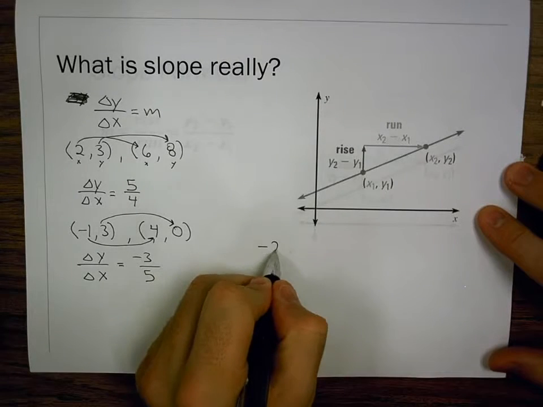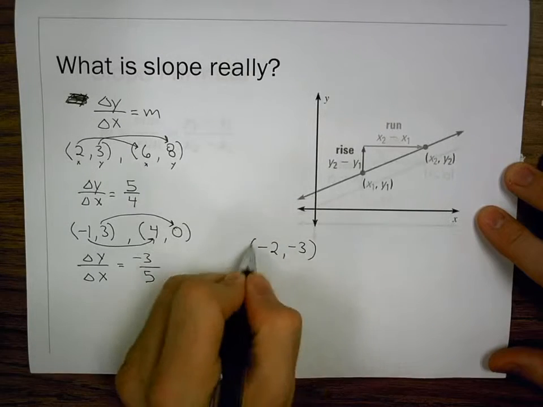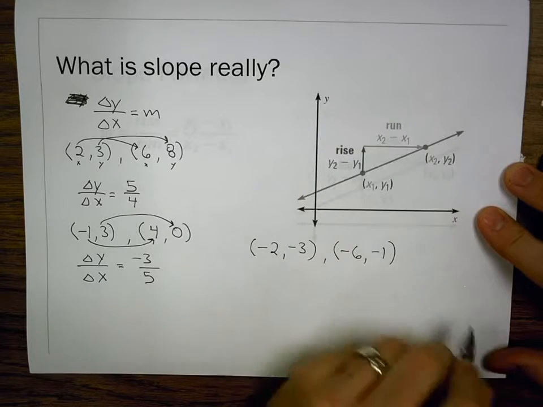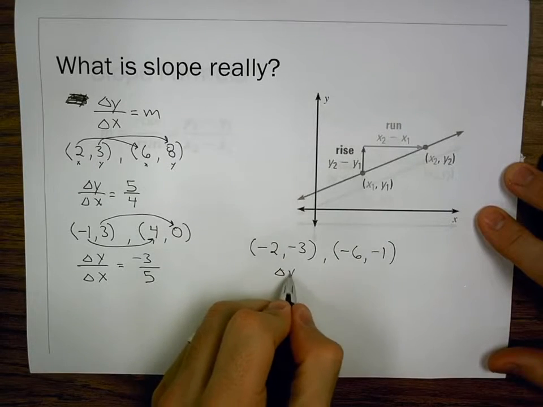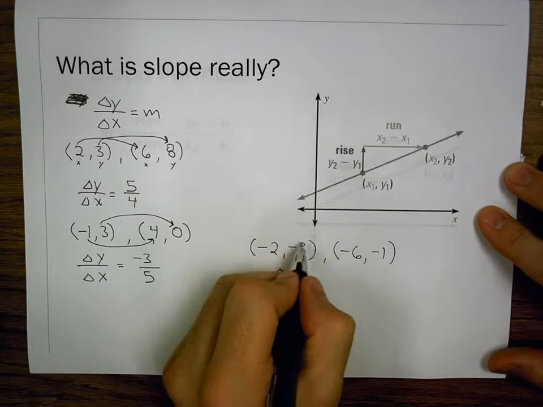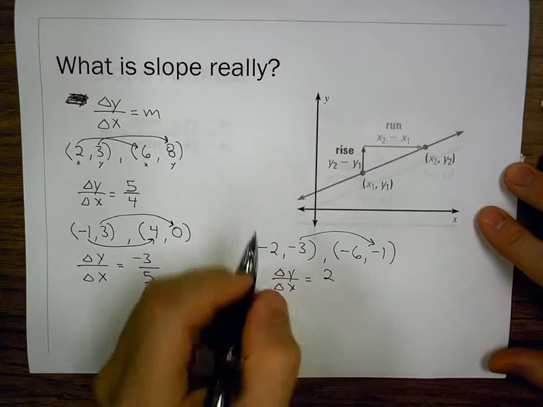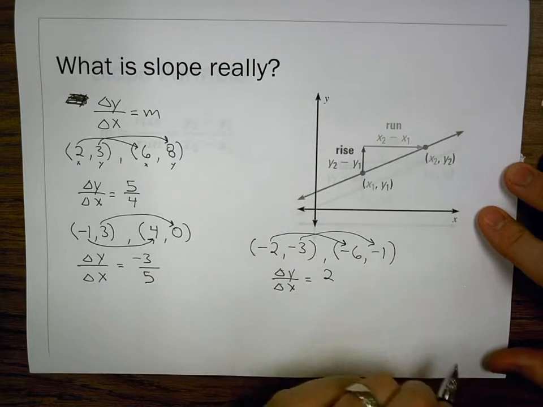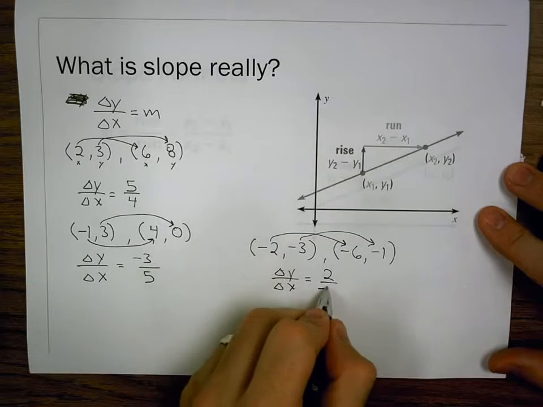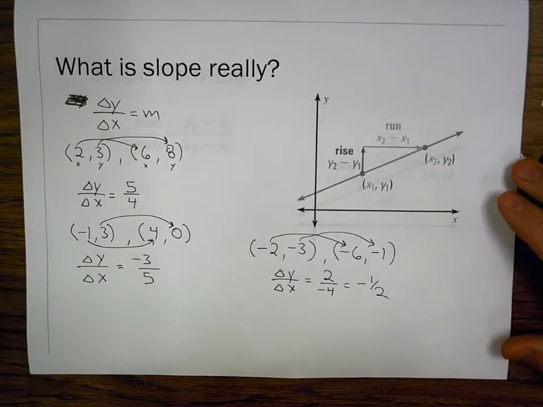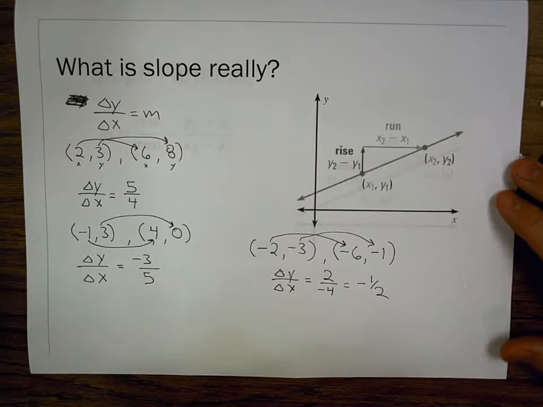Let me do another one. (-2, -3) and let's do (-6, -1). So change in y over change in x. I go from negative 3 to negative 1. I changed positive 2. Negative 2 to negative 6, I changed negative 4. So I would reduce that to negative 1/2 would be my slope.